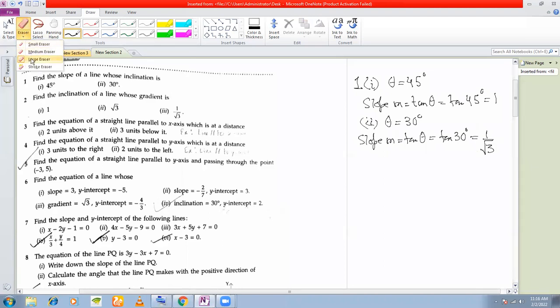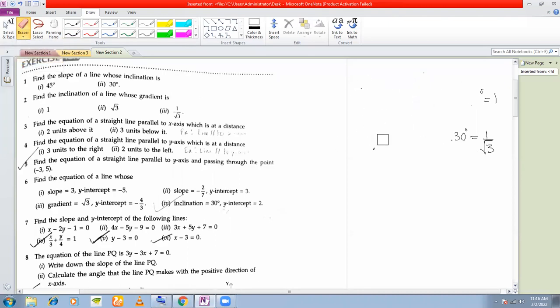Next, let's see the second question here. 2 part 1 and 2 part 3. 2 part 1: Find the inclination of a line whose gradient is given. Now here the slope is given to you. You need to find out the angle, the inclination. Tan theta is equal to 1. That means tan theta must be equal to tan 45. What is the inclination here? Inclination in this case is 45 degrees.